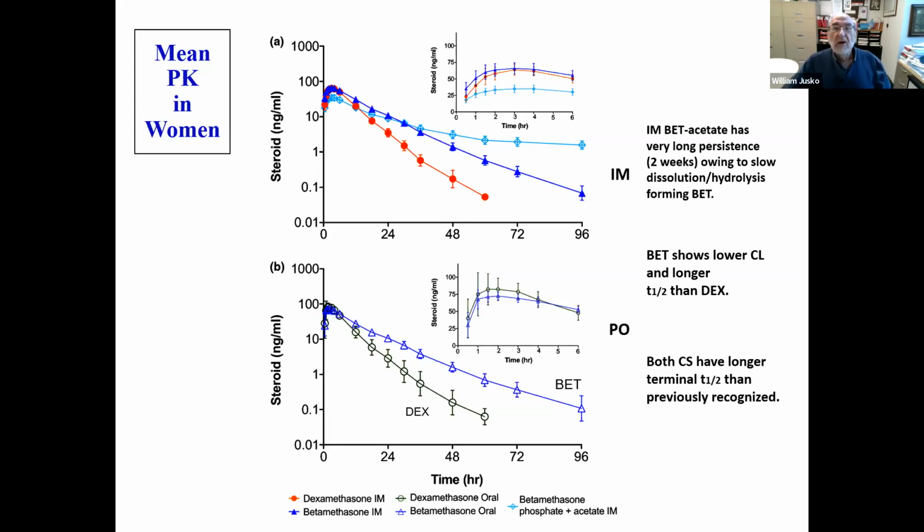And it basically has an extremely long persistence time in the body. These studies were carried out with a 2-week period between crossover phases of the study. And betamethasone could be detected 2 weeks after its IM administration because of this very slow release from the beta acetate. Well, this study provided the most definitive pharmacokinetics of these steroids based on the intensity and length of sampling, the exquisite analysis, the extremely careful control of all experimental conditions.